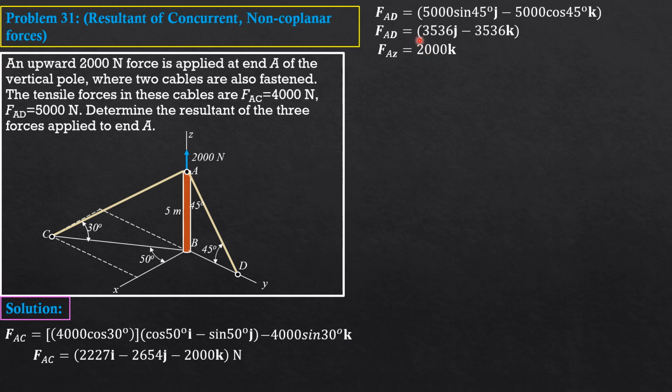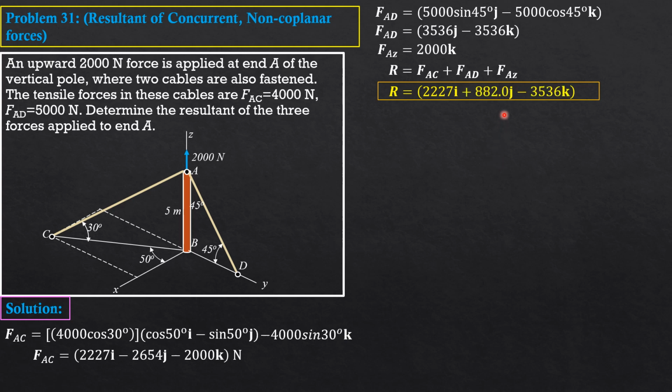So adding these components, the resultant will have 2227 I, then negative 2654 plus 3536 J, then negative 2000 minus 3536 plus 2000 K. So the resultant is the sum of these vectors of these forces. So it is 2227I plus 882J minus 3536K. So that's the resultant in vector form.